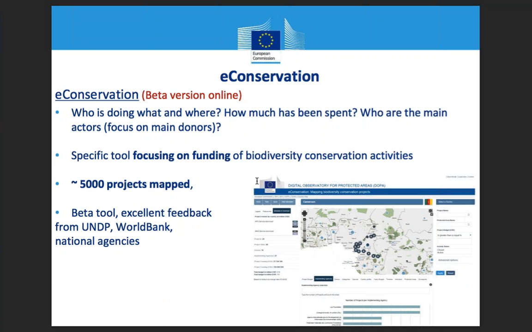So far, in the DOPA e-conservation version now available, the beta version, there are about 5,000 projects mapped. This means that we have the amount of money spent, the location, one or several protected areas, and the target of the project in terms of management actions. This beta version has been very well received by several institutions: the European Commission, the United Nations Development Programme, the World Bank, and also some agencies from particular countries that are also funding biodiversity conservation in developing countries.